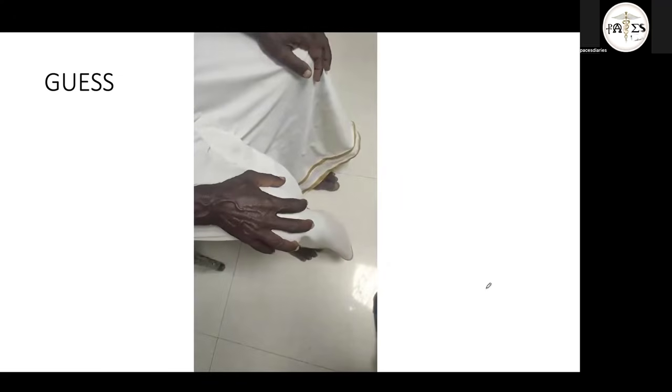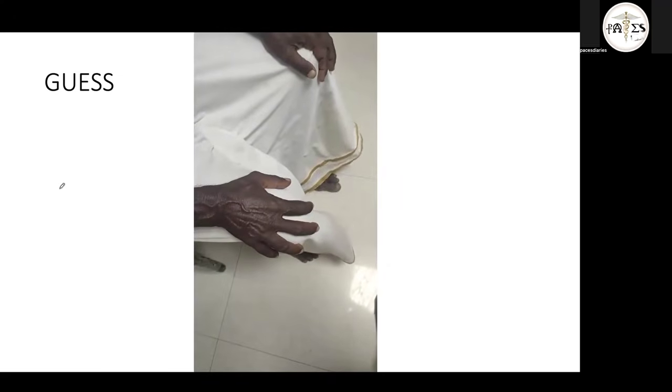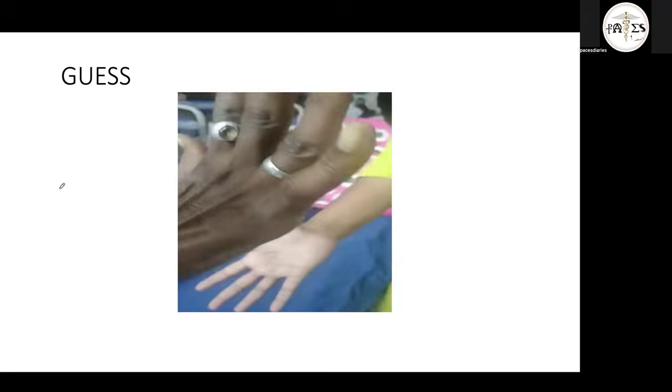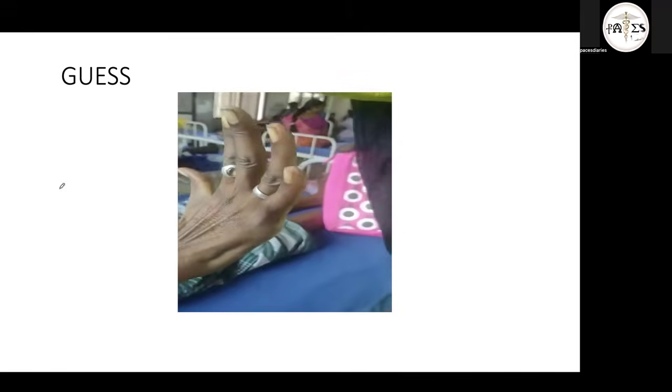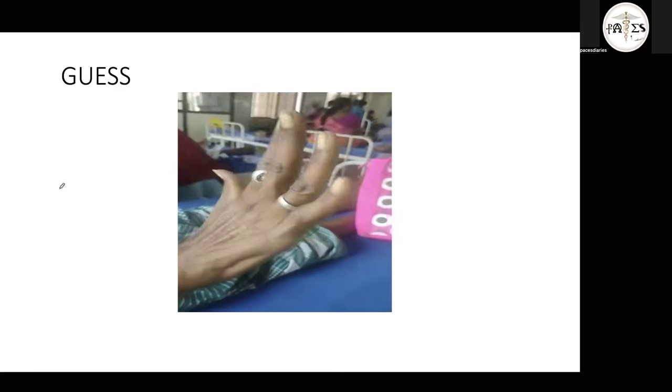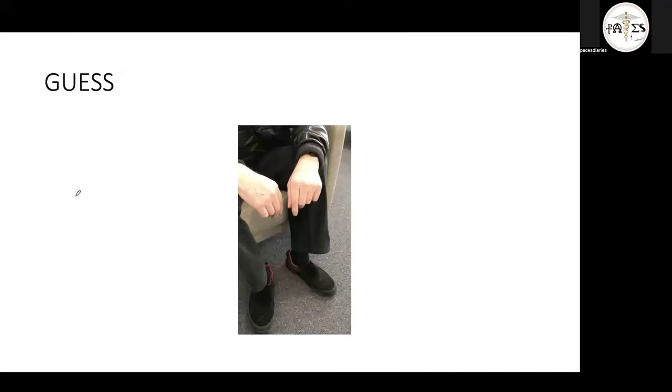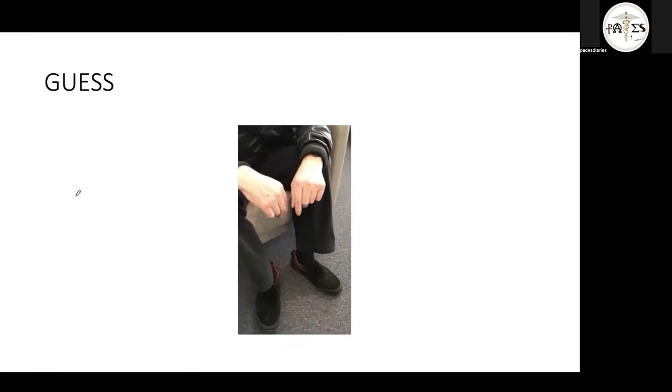Now see here, this is the asymmetrical tremor. I hope all of you got the diagnosis. This is Parkinson's disease. Now look at this particular tremor movement. How is it looking? It's looking like a flap. Yes, it's a flap. This is a patient with decompensated liver disease. It's a flapping tremor.